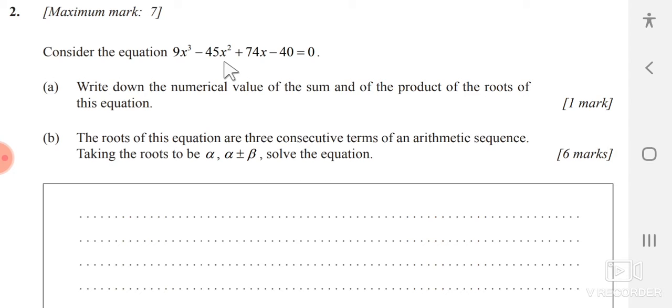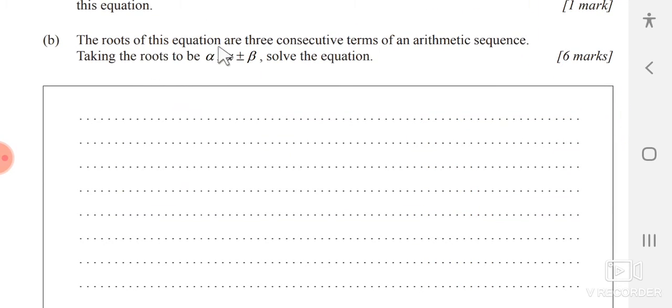This comes with minus, so the sum of the roots would be the second term's coefficient, and this is 45 over 9. And in the same way, the product would be minus 40 over 9, so this is also the fourth term, so this becomes 40 over 9, right? So this way we do these type of questions. It's very simple.